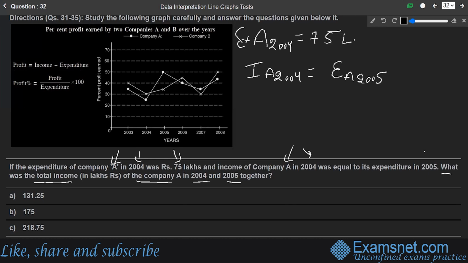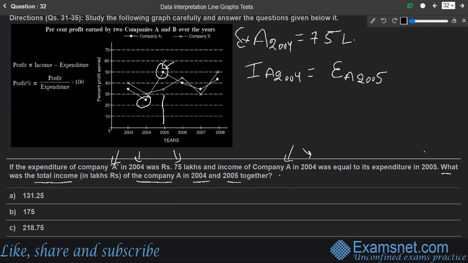So clearly, let us see the profit percentage value in 2004. The profit percentage value in 2004 is simply 25%, and the profit percentage value in 2005 for company A is 50%. This is what the data gives us. Now, as he says, the income of company A in 2004 is equal to the expenditure in 2005. So clearly we have to see the expenditure in 2005, where the profit percent for company A is 50%.